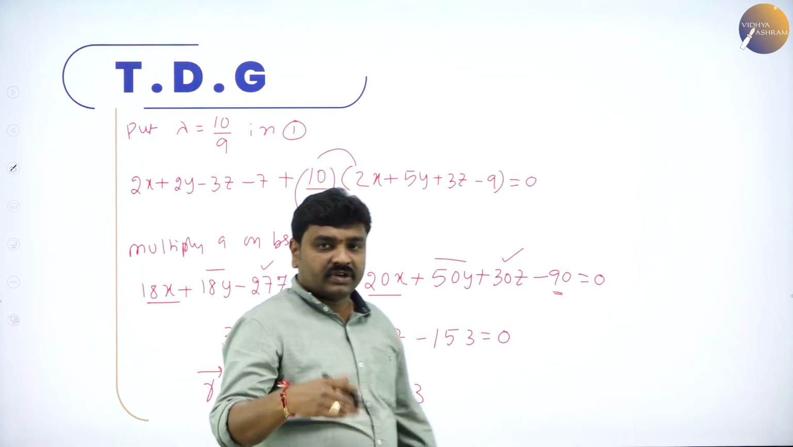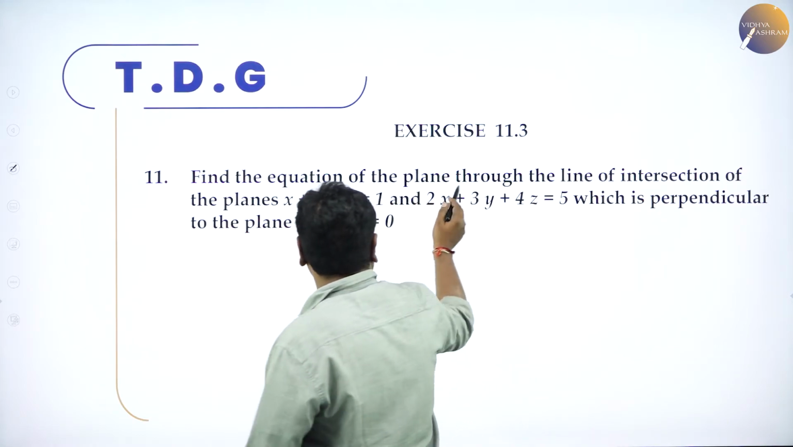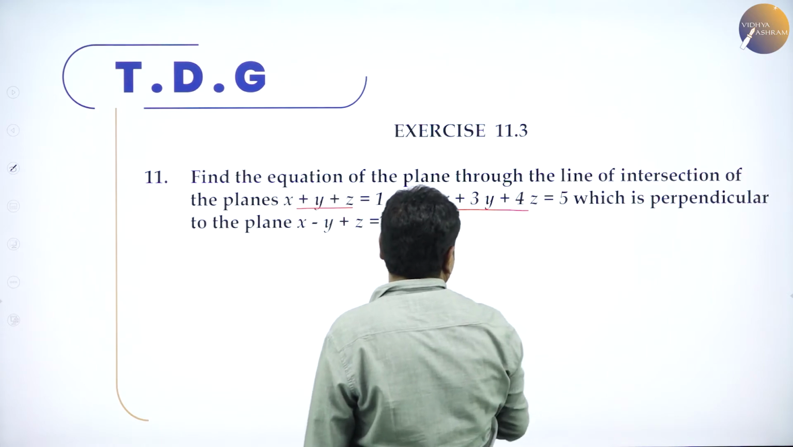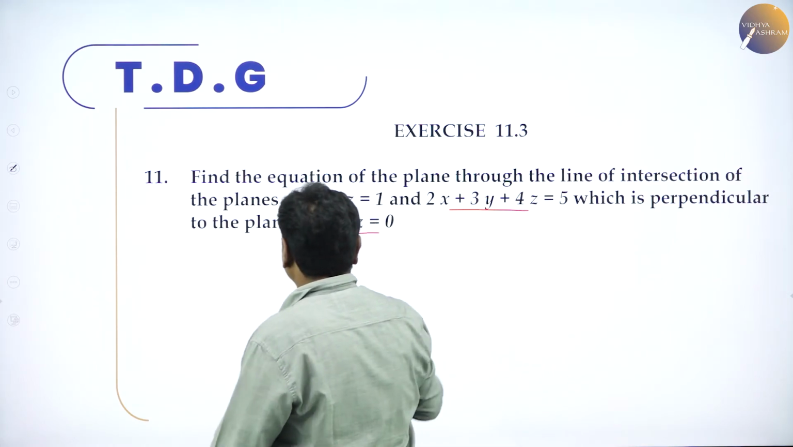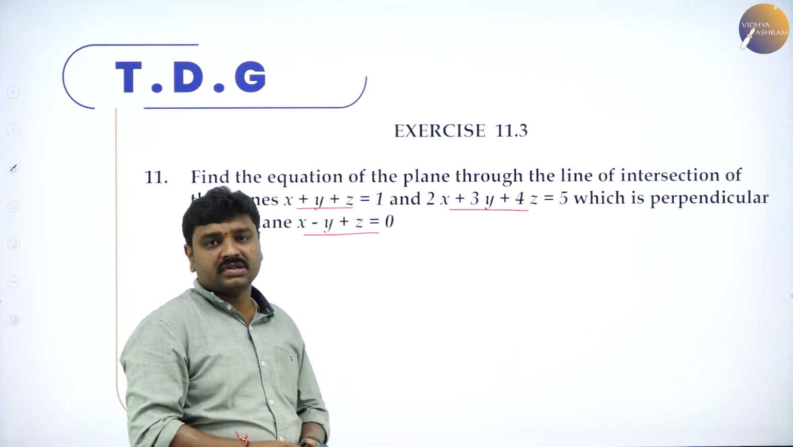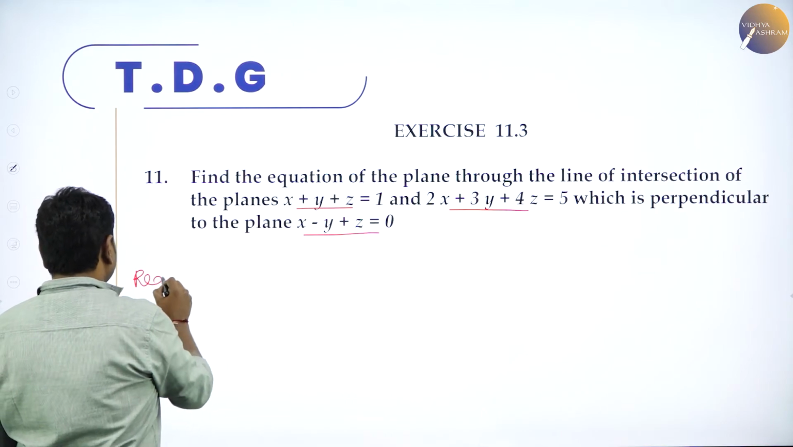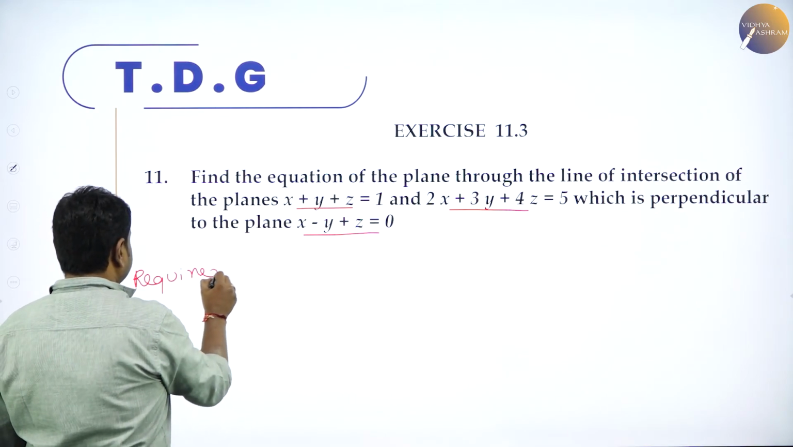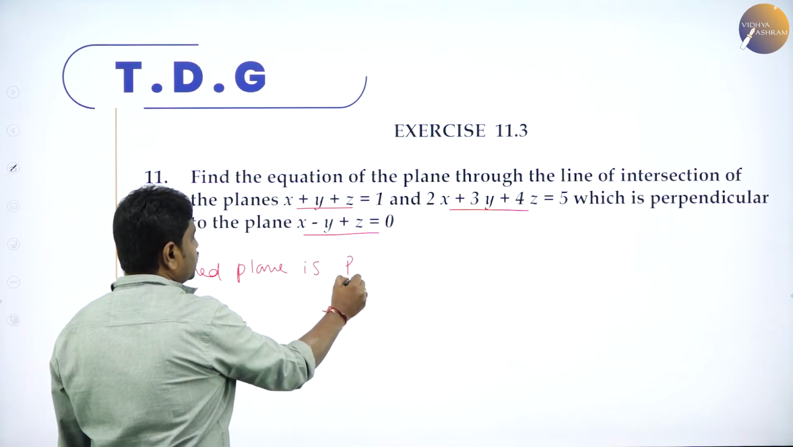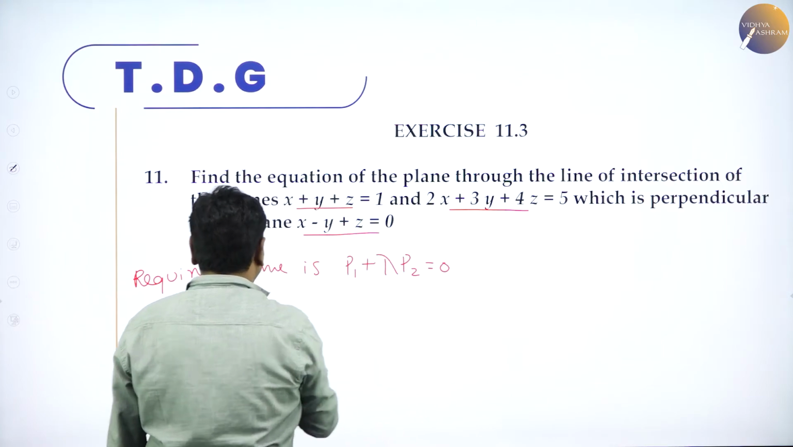Then we have a further problem wherein they want the equation of the plane through the line of intersection of two planes. Again same, but which is perpendicular to this. They want the equation of the plane through the intersection of two planes, but perpendicular to this. First, what we'll do, the required plane is P1 plus lambda P2 equal to 0. You know that. So first you write P1 in standard form.